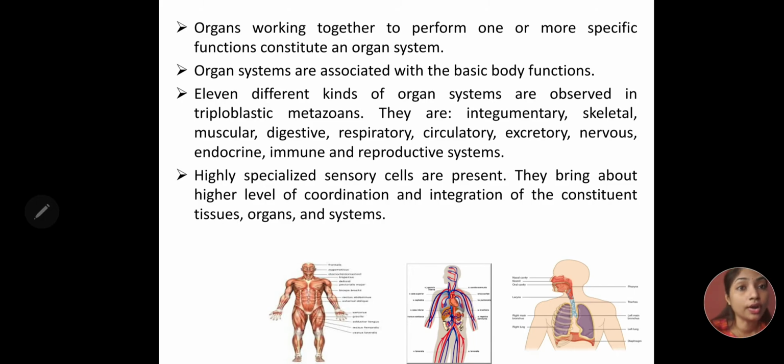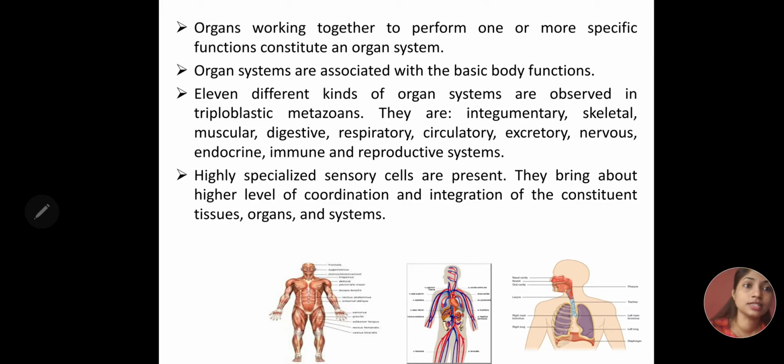And such organs come together, work together, and perform one or more specific functions to constitute an organ system. Organ systems are associated with basic body functions. There are 11 different kinds of organ system which can be seen in triploblastic metazoans, and they include integumentary system, skeletal system, muscular system, digestive system, respiratory system, circulatory system, excretory system, nervous system, endocrine system, immune and reproductive system.